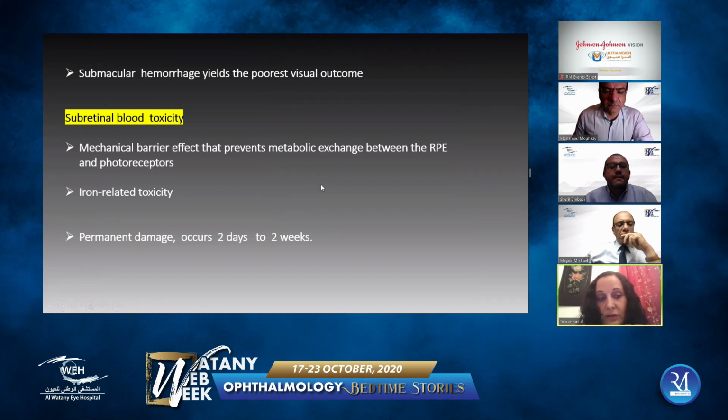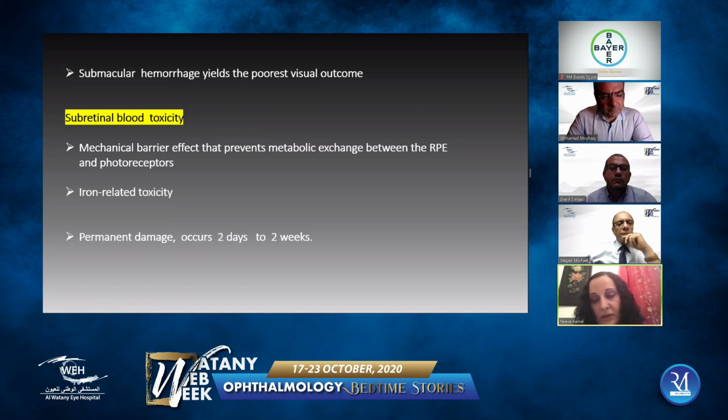And actually, it was mentioned that permanent damage can occur within 2 days to 2 weeks. So it looks like we're tight with time concerning when we can intervene in subretinal hemorrhage. So what is the optimal time, Dr. Sharif? Would you decide to go in and operate on your patient? When would you think this is good timing and this patient is going to have a good visual outcome?